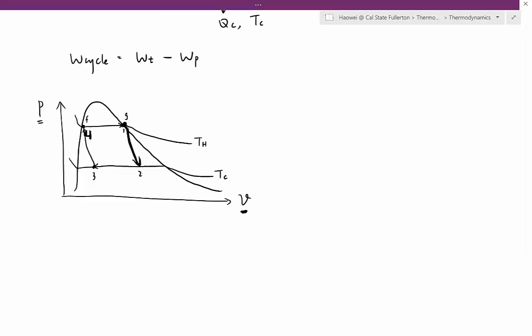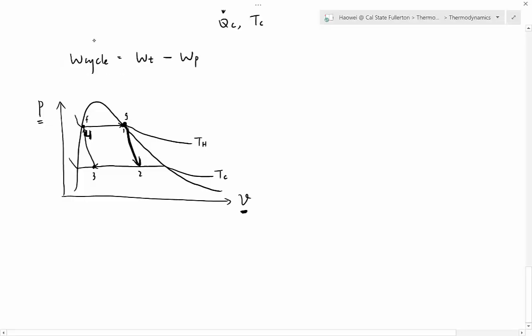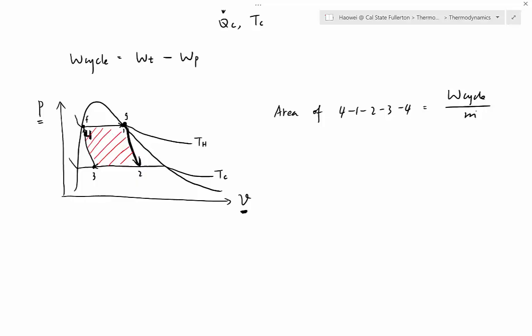And again, just like before, what does the area of the enclosure tell you? Area of the enclosure tells you the same thing, just like before. Area of the enclosure is equal to W cycle per unit mass on a P versus nu diagram. The good thing is, again, we can visualize W cycle per unit mass. However, the downside is we cannot actually calculate the value because this is an irregular shape.